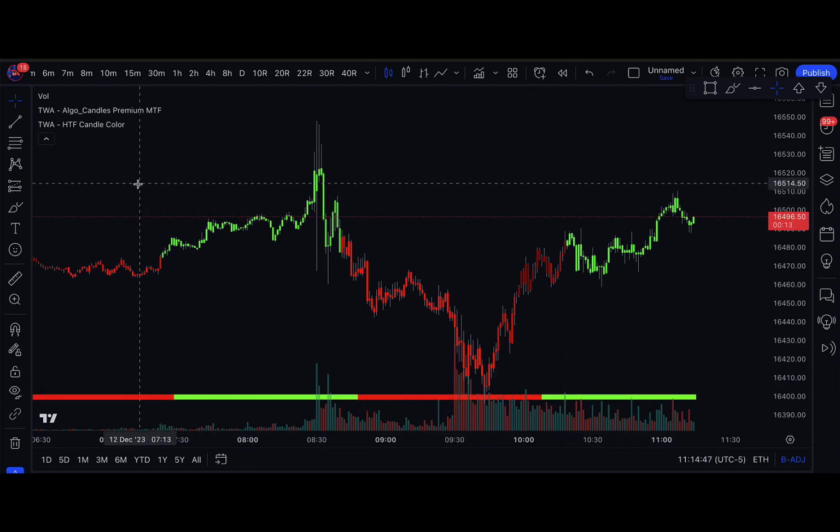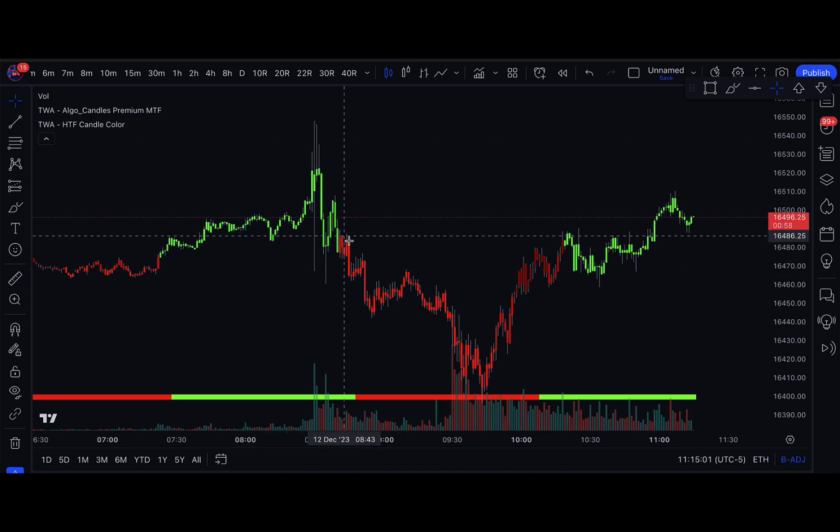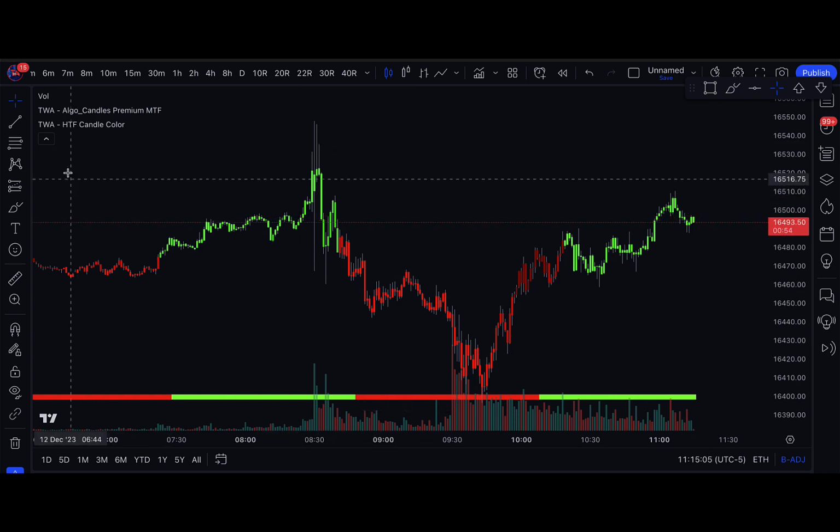All right. So this higher time frame candle coloring has always been a big favorite of mine. There's pros and cons to it. The algo helps fix a lot of those cons, and it helps magnify a lot of the pros. And then, of course, the algo candling by itself is beautiful without the filter. So you don't have to use a filter, but these are great options, especially depending on the market you're trading.